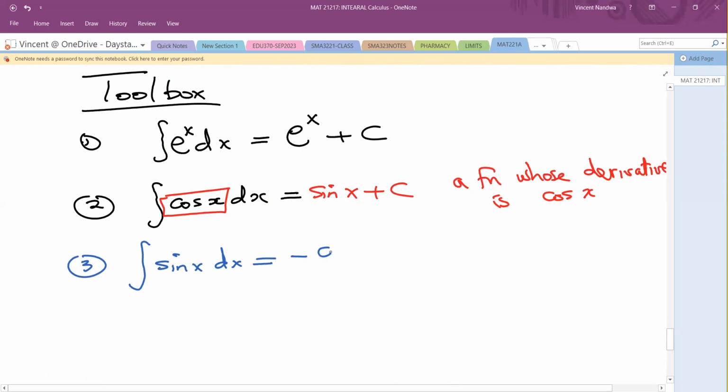So note that when you integrate a sine function, you get a negative cos x, which is not the case when you are differentiating the sine. If you differentiate the sine, you get positive cos x. But when you are integrating it, you get negative cos x. Good. Number 4. Integral of sec squared x dx. Correct, tan x plus c, because this problem means we are looking for a function whose derivative is sec squared x, and that function is tan x.